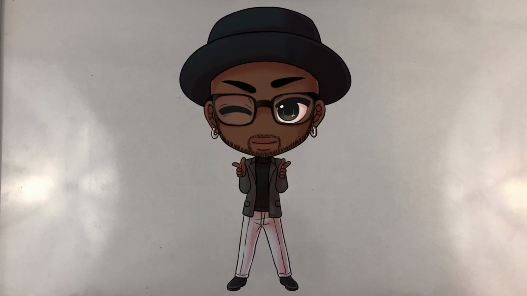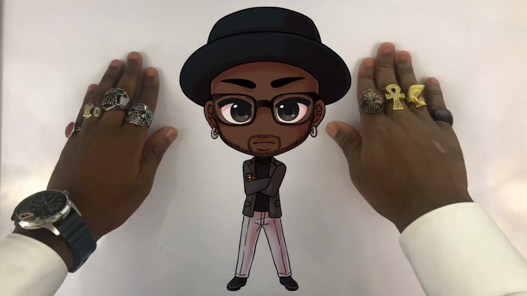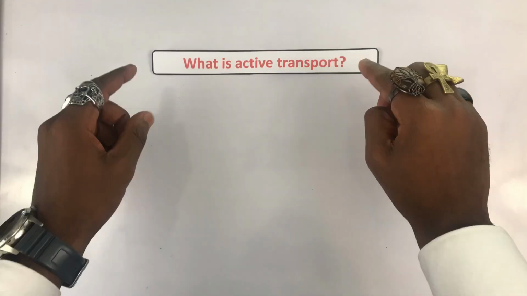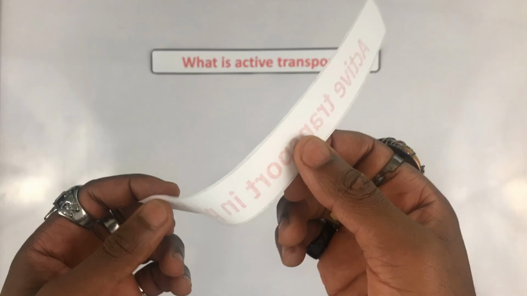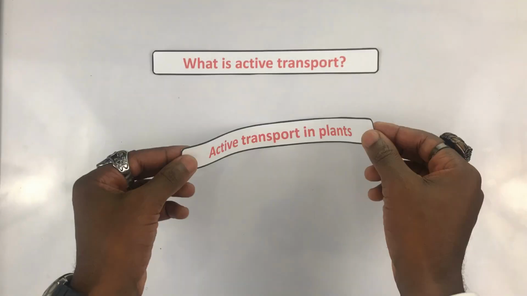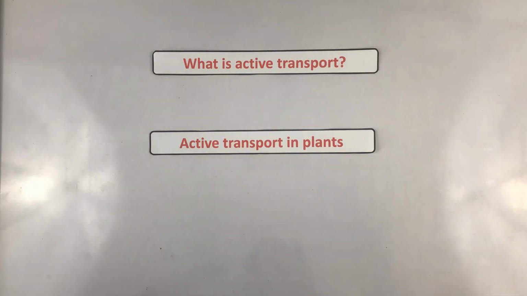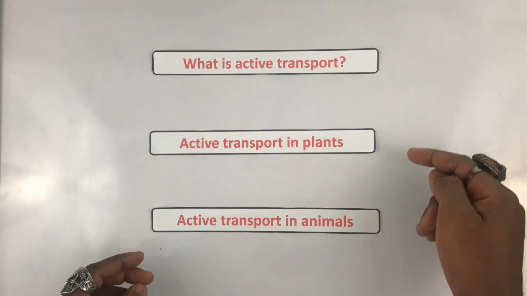Yes, it's Uncle Jegs, and today's video will be covering the third and last transport mechanism in cells. That's active transport, yeah? We have these sections in this video. What is active transport? Active transport in plants, specifically in the roots. Active transport in animals, specifically in the small intestine.